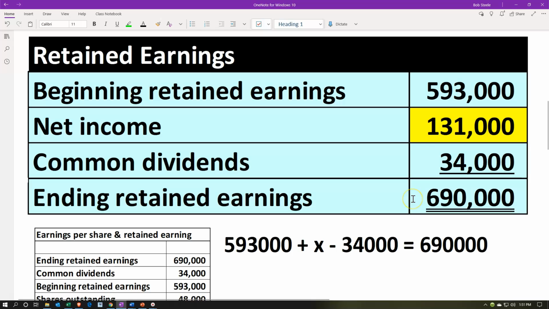That gets you to the retained earnings at the end of the time period. The 690 then is what you would find on the balance sheet. This would be the ending number on the balance sheet.